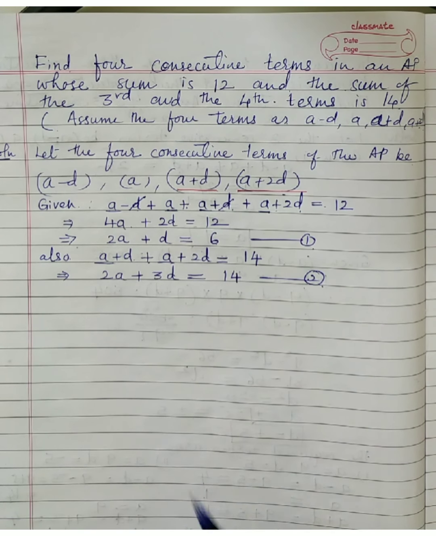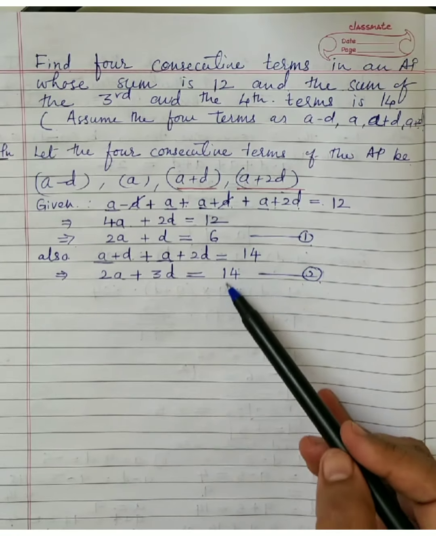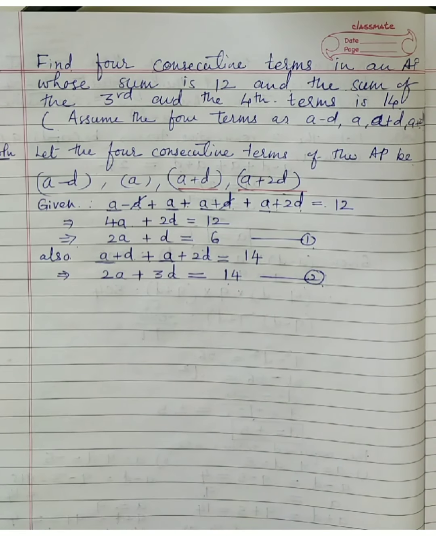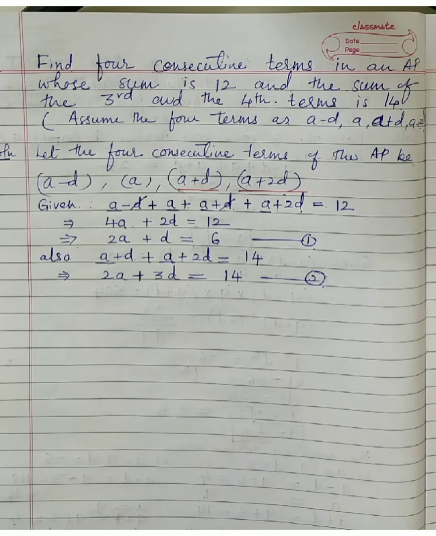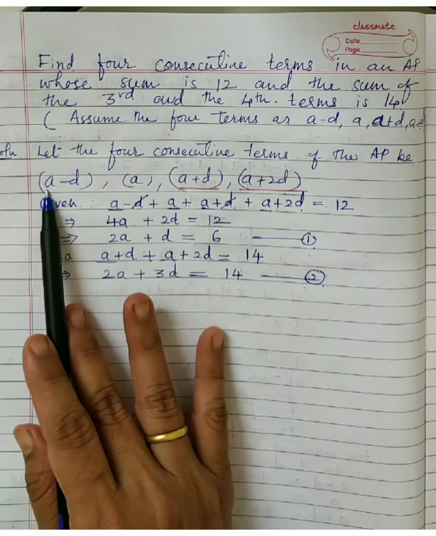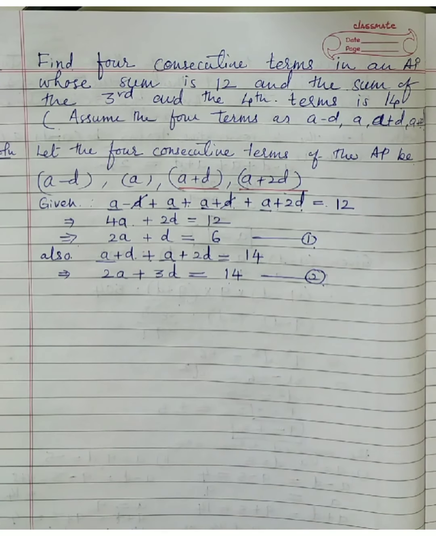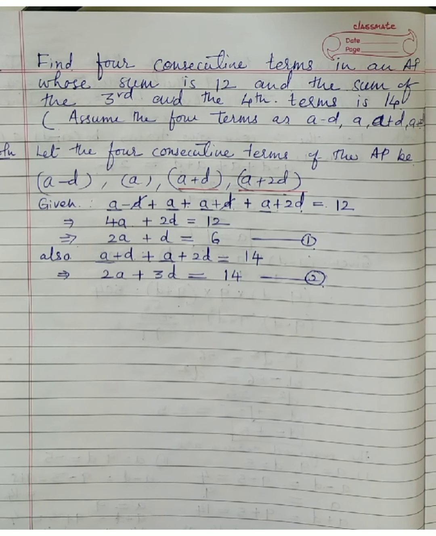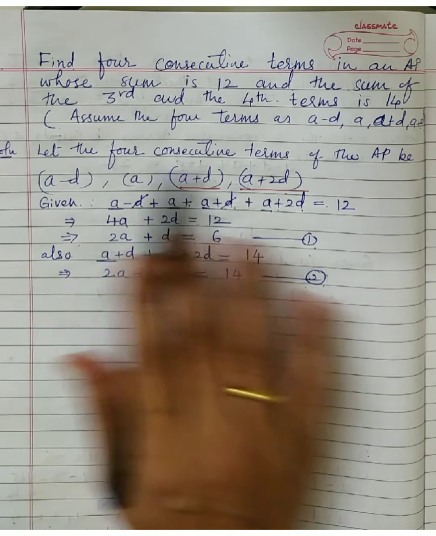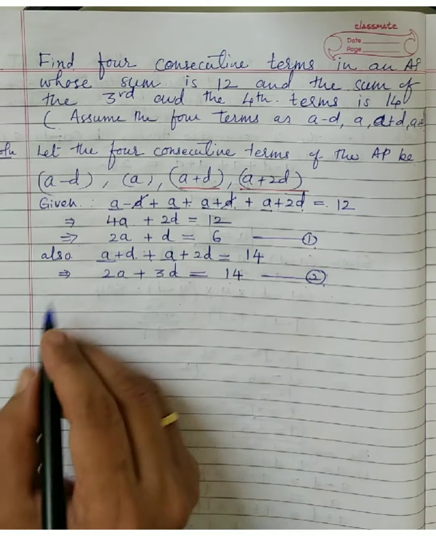And now it's so simple, children, you must have understood. With these two equations in two variables, these are linear equations in two variables which can be solved. We shall find the value of a and d, and then on substituting the values of a and d, all the 4 terms can be found. So what was very special about this sum? That is how to assume the terms. That was the most important part.